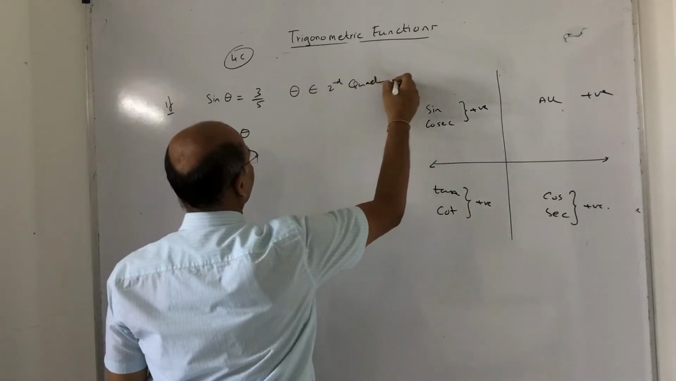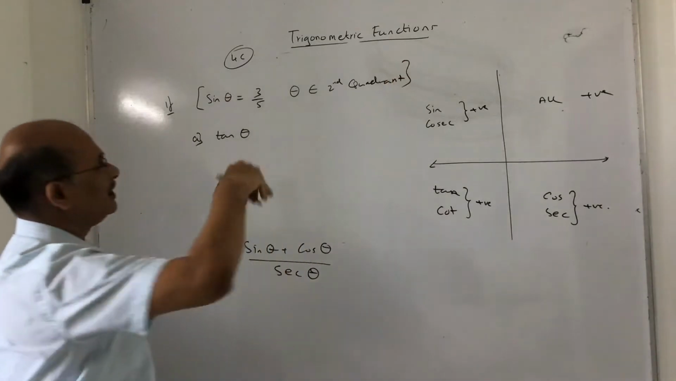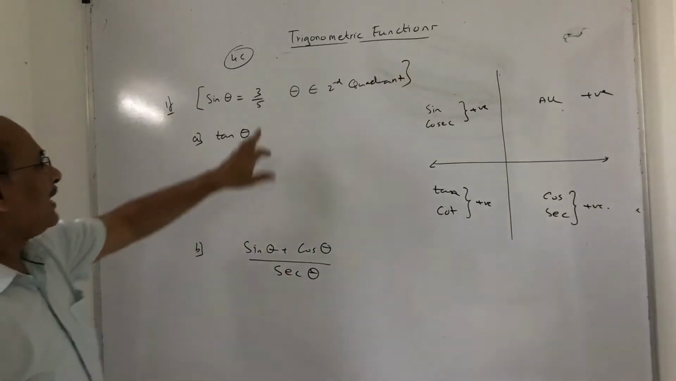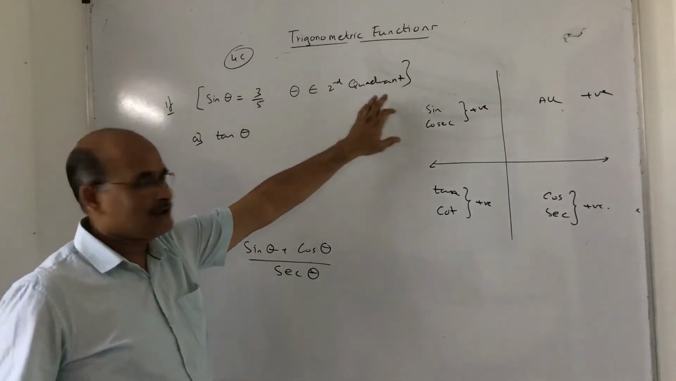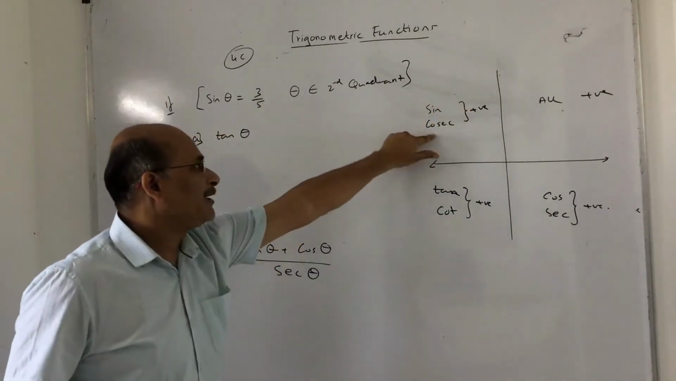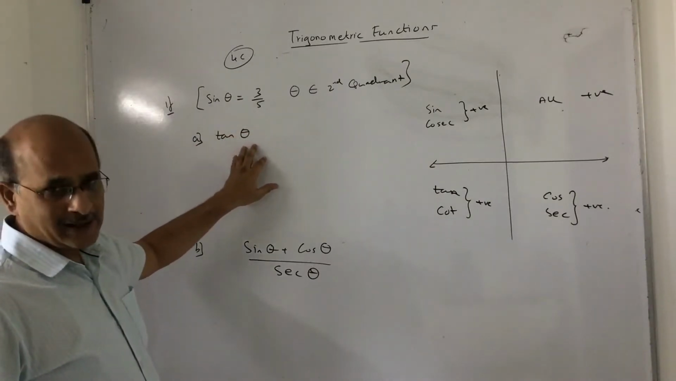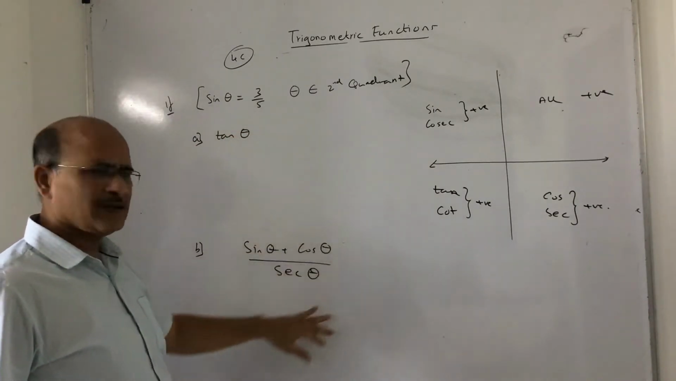Now these two pieces of information they have given to you. They are telling you sine theta is 3 upon 5 and theta belongs to the second quadrant, that is, the terminal arm is somewhere here, in the second quadrant. And remember, sine and cosec are positive, so sine values automatically become positive. They are asking to find the value of tan theta or find the value of some expression.